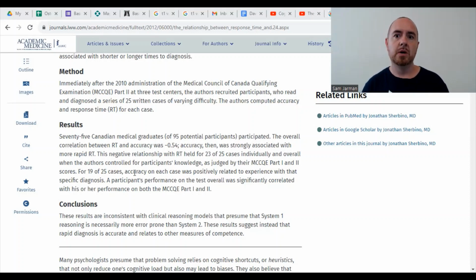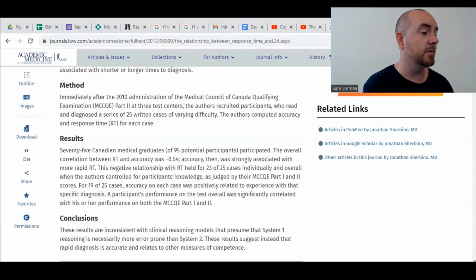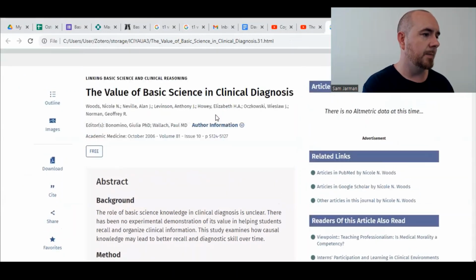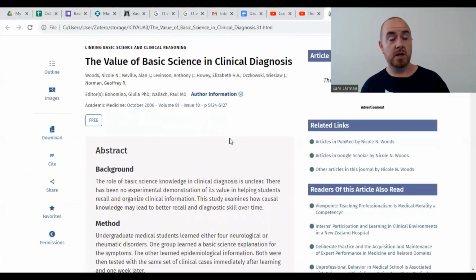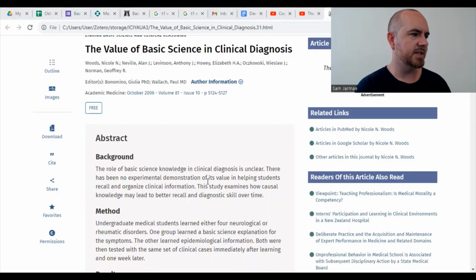But that also relates to clinical or diagnostic accuracy. So we're going to try to go through some of the other papers here and find a little bit more about that so I can point to it. So this is actually another thing that relates well to what we just noted. Now, this came before. So this one came from 2006, before the one that I just spoke about. The other one was 2012. This one is the value of basic science in clinical diagnosis. All right, this is from 2006.